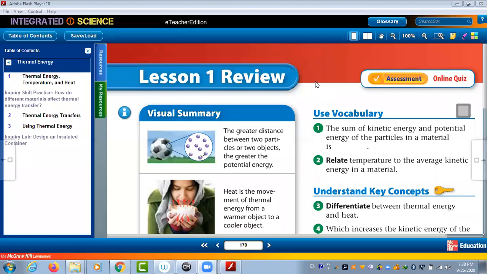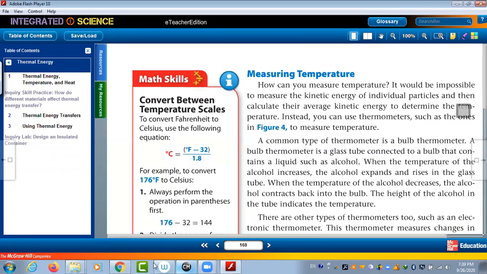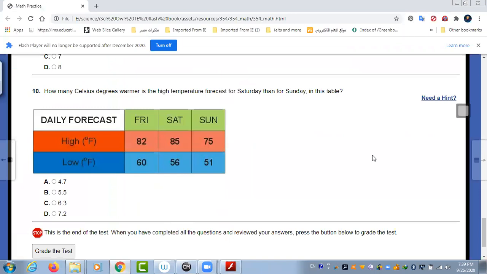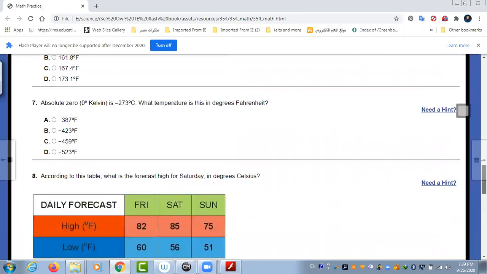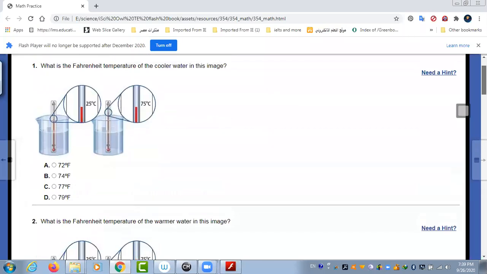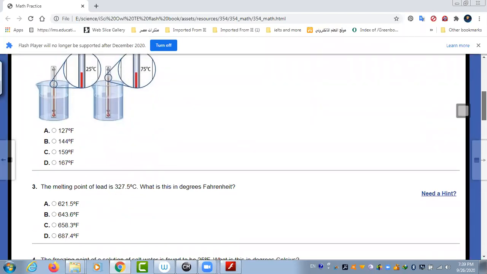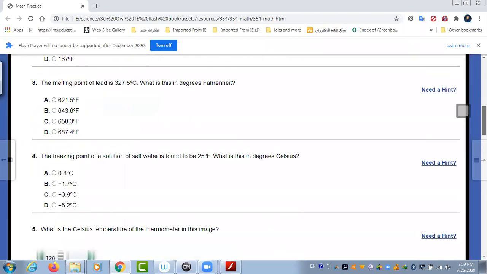I didn't understand the Fahrenheit to Celsius. Okay, just put it in the law. Fahrenheit to Celsius. This Celsius is Celsius in Fahrenheit. What is the degree in Celsius? Like this one.